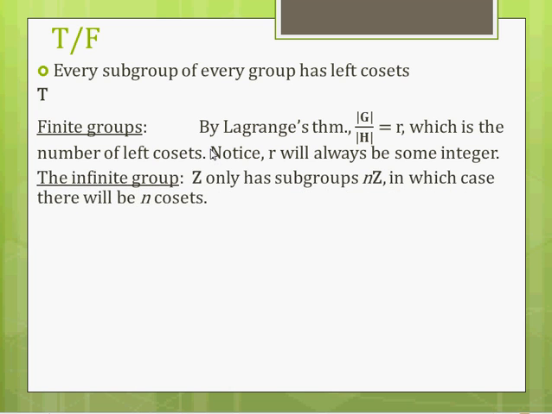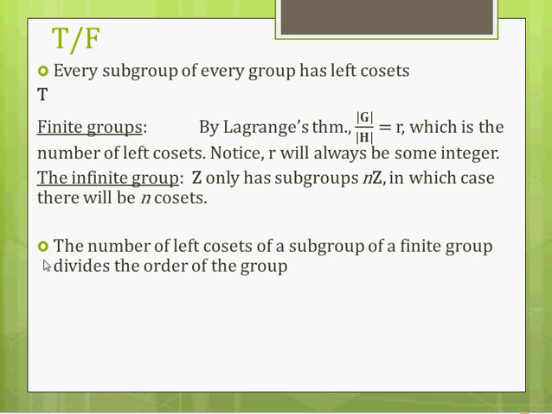And infinite groups only have one structure. They all look like the same structure as the integers. And the integers only have subgroups that are multiples of the integers. So for instance, 4 times the integers, which we did earlier, is a subgroup of the integers. And just like we did earlier, we found that you need 4 cosets to partition the integers. So the number of cosets is always going to be n, so it's always going to have left cosets.